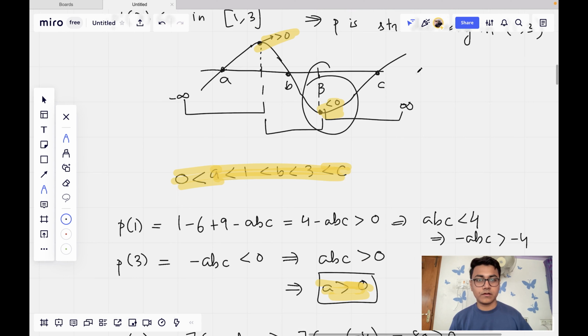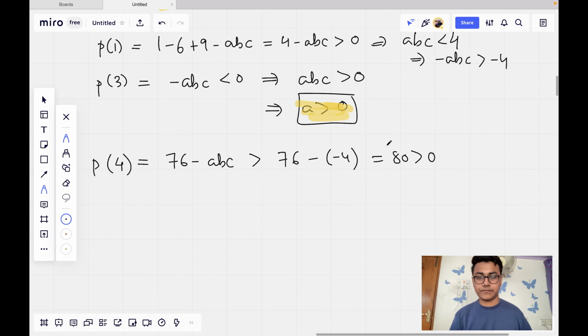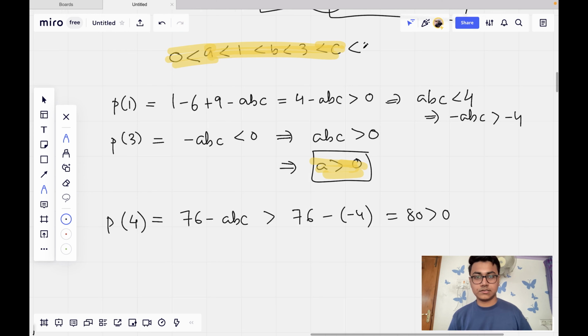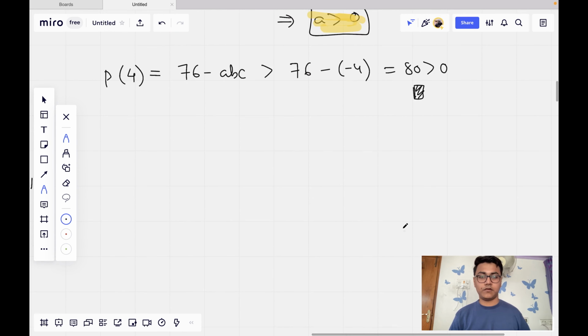So 4 must be here somewhere, because if C is to the right of 4 and the polynomial P is strictly increasing in this interval, so if the value of P at 4 is positive, the value of P at points to the right of 4 will be even greater positive values. We don't need that. We need the value of P at C to be 0. So C has to be less than 4. C is less than 4, and we are done. So we are done for the 7th question as well. Now we move on to the last question.